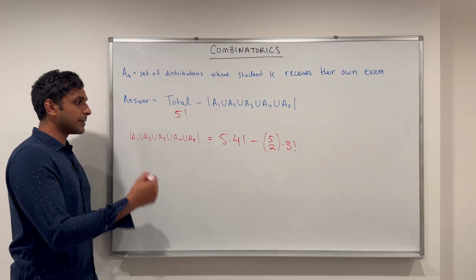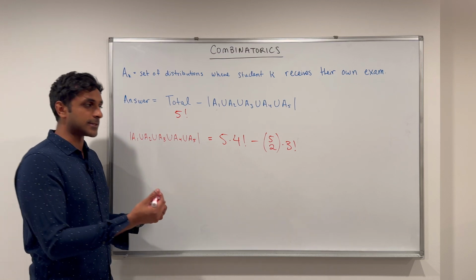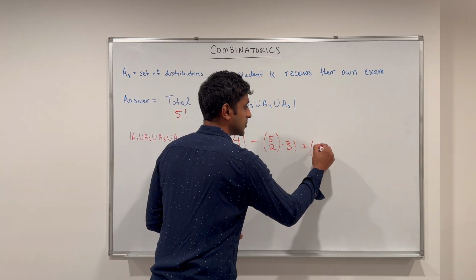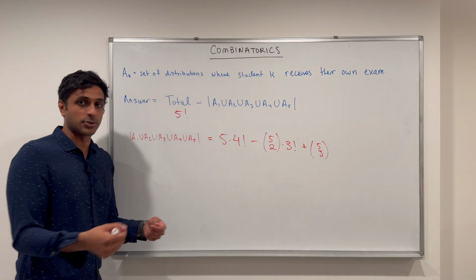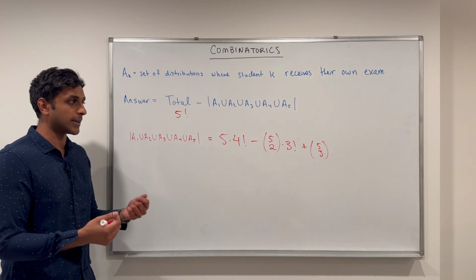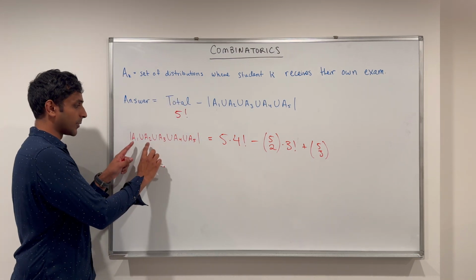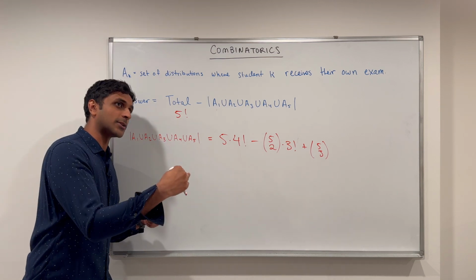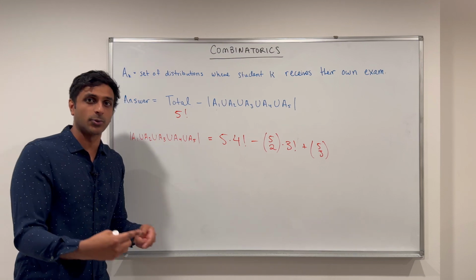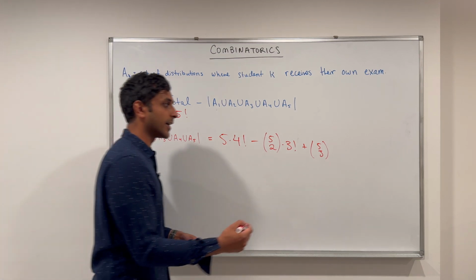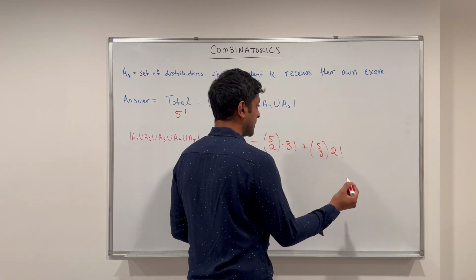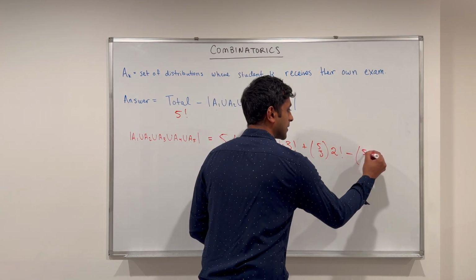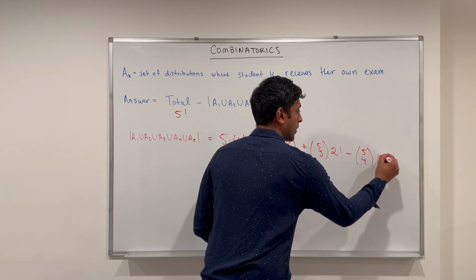And then we need to add back the triples, but again, all of them are going to have the same number. So there are going to be 5 choose 3 such triple intersections, and each of them is going to have the same number. So let's see what that is. A1 intersect A2 intersect A3 means 1, 2, and 3 all get their own exams back. So there's 2 factorial ways of giving out the remaining 2 exams to 4 and 5. So that's 2 factorial. And then the pattern is going to continue. You're going to get 5 choose 4 times 1 factorial.